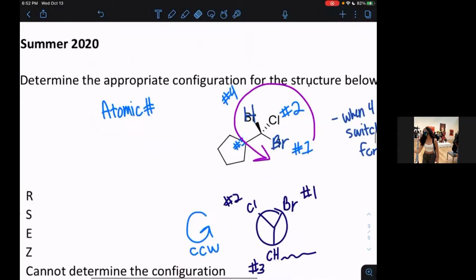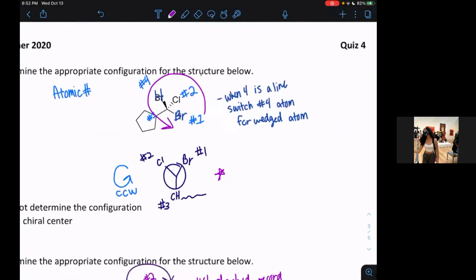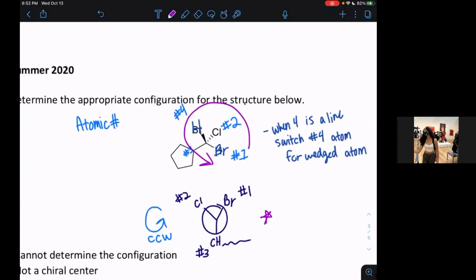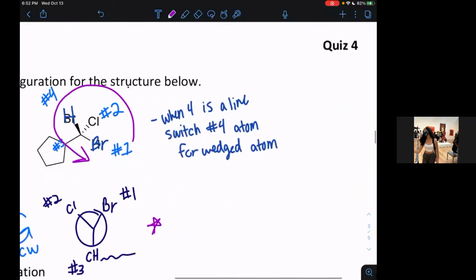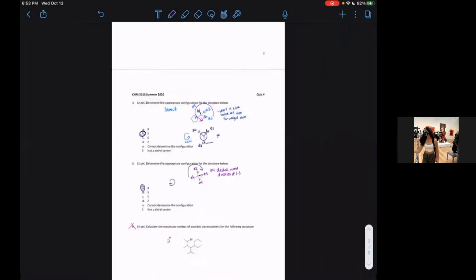Cool. Perfect. Okay. Well, then I guess I'll be doing Newman projections again. All right, cool. Okay. Yeah, so 4 is actually as you do the Newman projection, or if you go by the rule, it's that when 4 is a line, you switch the number 4 atom for the wedged atom. I still think that's the easiest, easier than the Newman projection. I just did it in the wrong order. I switched the bonds instead of atoms. Yeah, that's cool. Okay. Cool. Okay, so that's this one then.